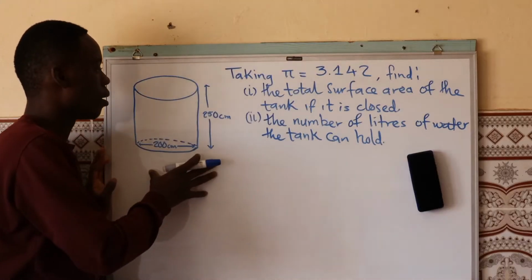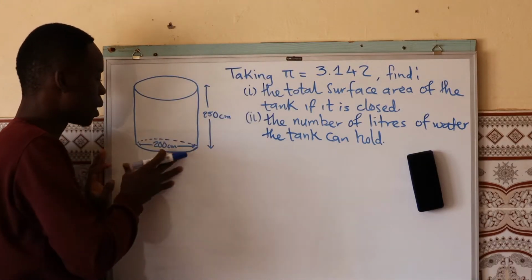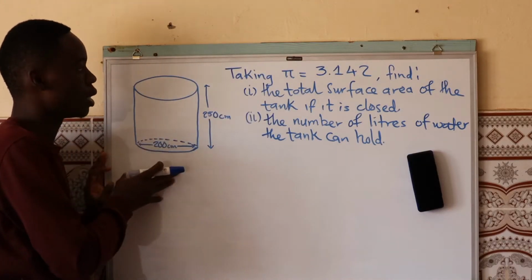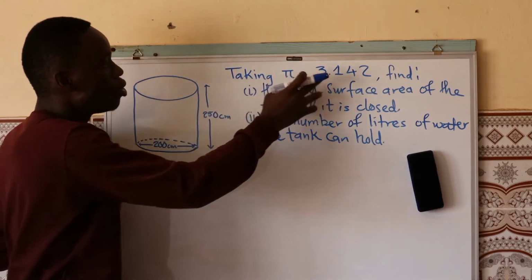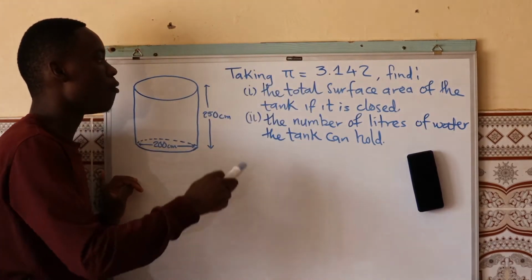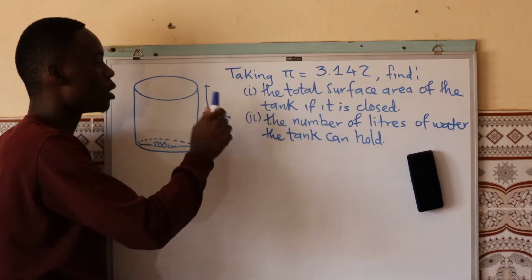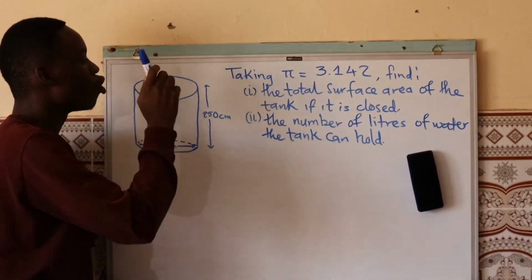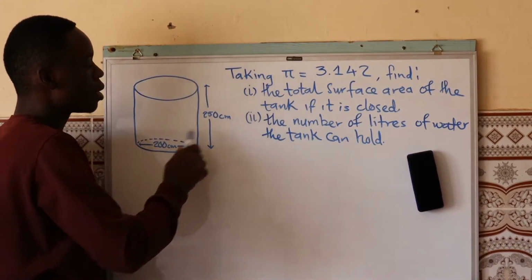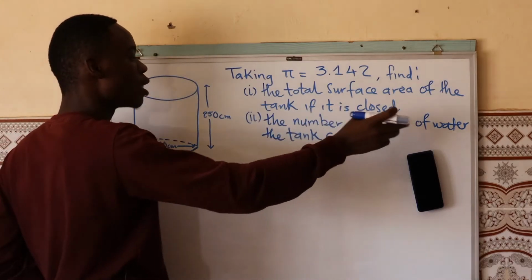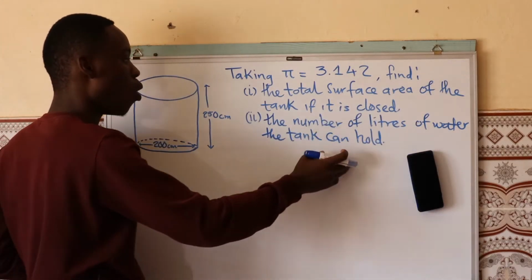Given a cylinder of height 250 centimeters and a diameter of 200 centimeters and taking pi to be 3.142, find the total surface area of the tank if it is closed, meaning the top and bottom part are closed. And the second question is find the number of liters of water the tank can hold.